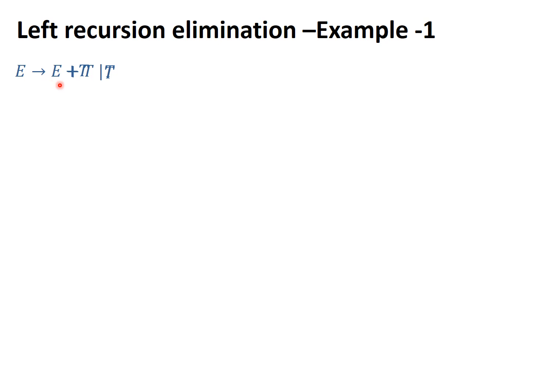Then we have to apply the procedure which we discussed in the previous slide. Look at this. First, that is A. So A is nothing but E here. Then what is beta here? T. Then what will be A dash? A dash is nothing but E dash. Then what is E dash? E dash gives alpha. This will be the A alpha.